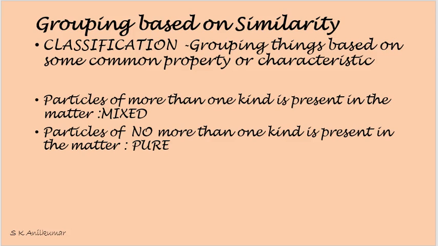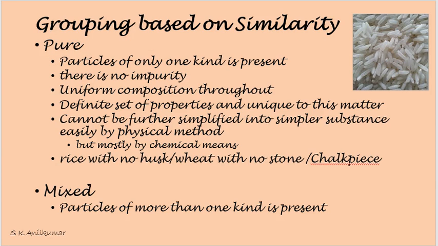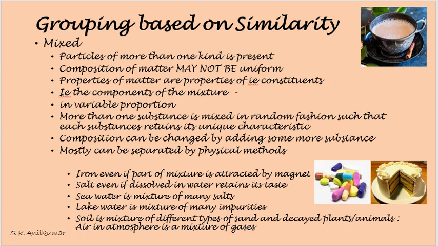Matter can be classified. Classification means grouping by similarity, that is, grouping based on some common property. Classified as pure when there are no particles other than one, and classified as mixed when there are particles of more than one kind. We call it a pure substance when particles of one kind only are present. There is no impurity, uniform composition throughout, a definite set of properties unique to this matter, and it cannot be further simplified other than by chemical methods. Rice with no husk is one example.